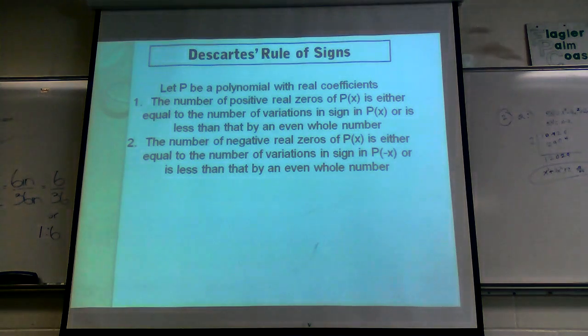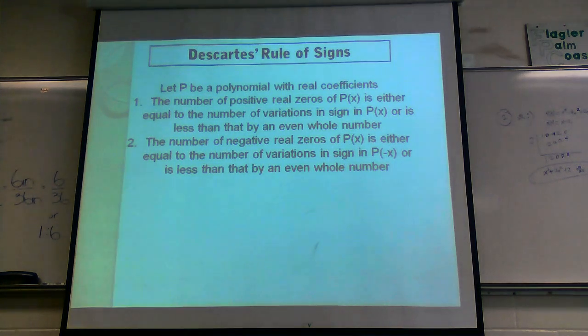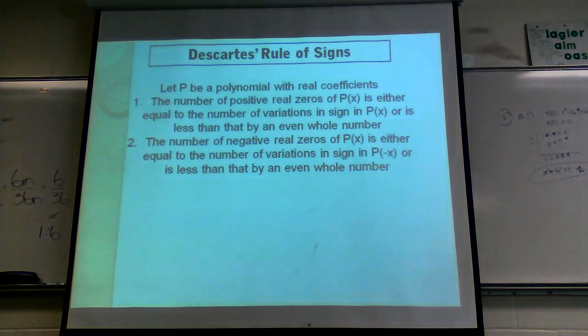When it says equal to the number of variations, so if it started off like x to the 5th, and then went to x to the 4th, that would be a variation? No, this is talking about positive and negative. If you said x to the fifth plus x to the fourth, those are both positive.